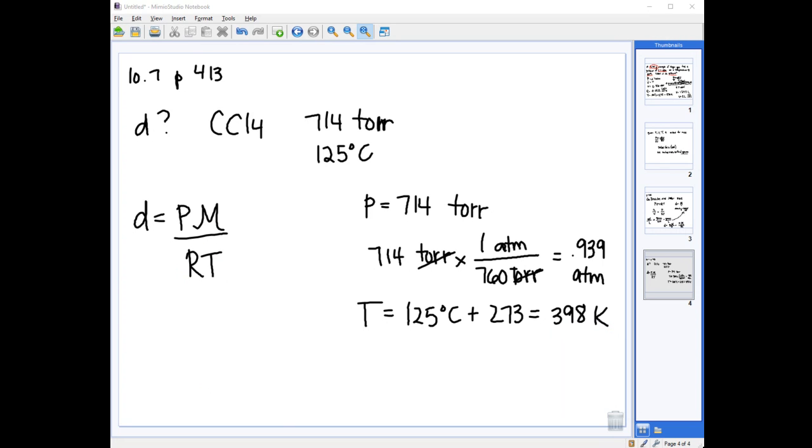How do I find molar mass? I look at the periodic table, so I have to look at my gas. They told me it was carbon tetrachloride. So you're going to have to put your naming skills to work and know that carbon tetrachloride is CCl4. So what is my molar mass of carbon?